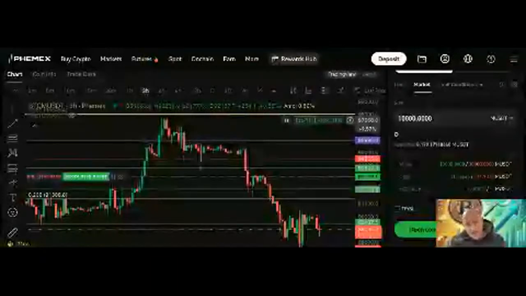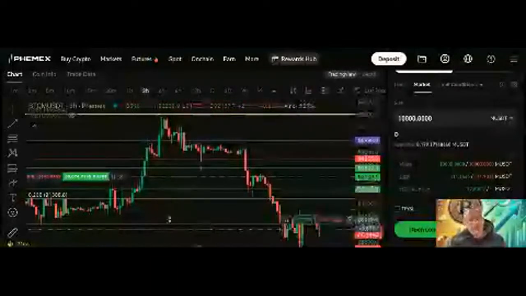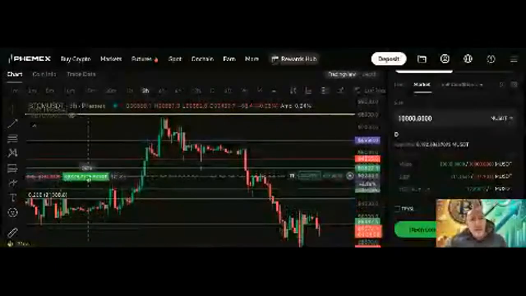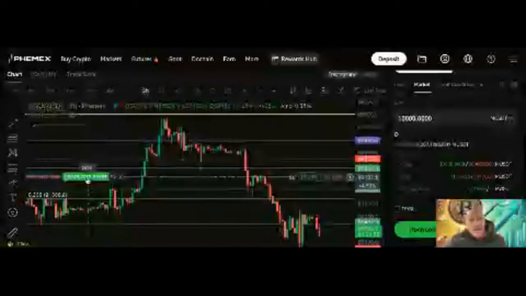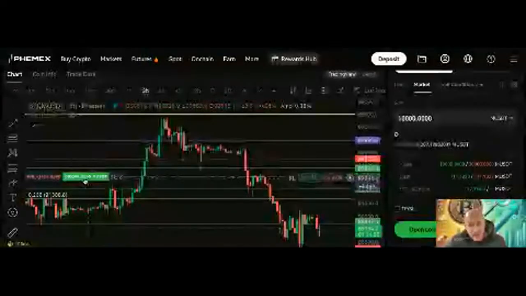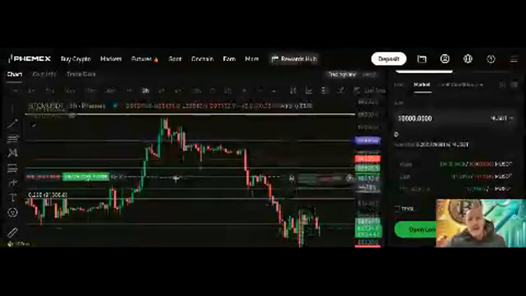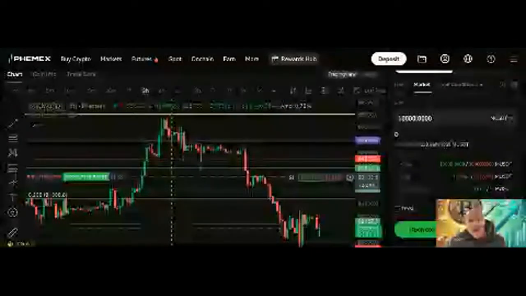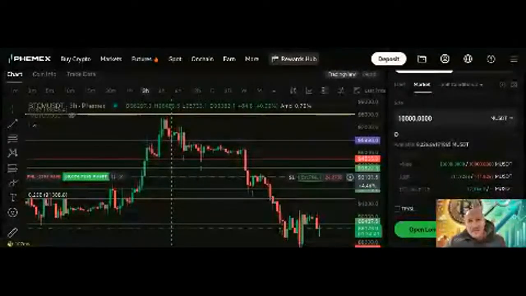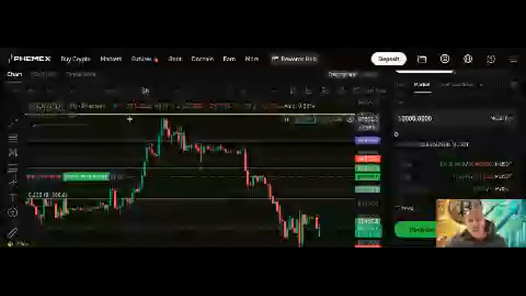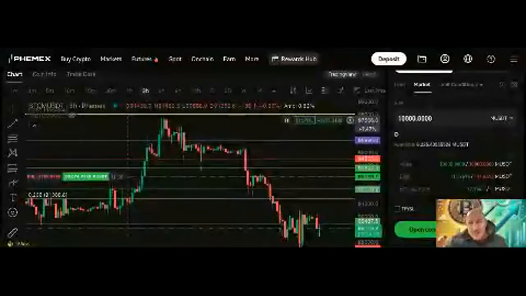Now, as you can see here, this line gives me an estimation on profits. This green line here was my entry. Well, actually, my entry was up here, but because I've been buying all the way down, to break even I have to get back to this price. Now, if price goes to here, I will make $2,855.